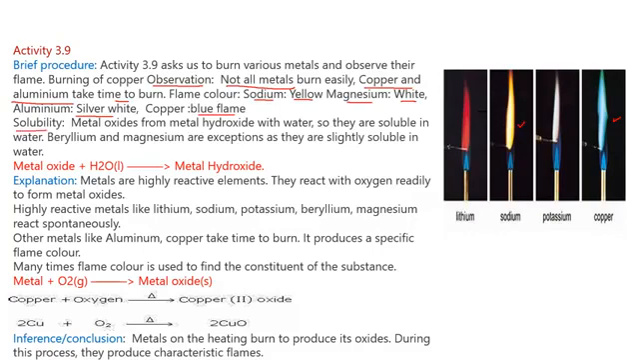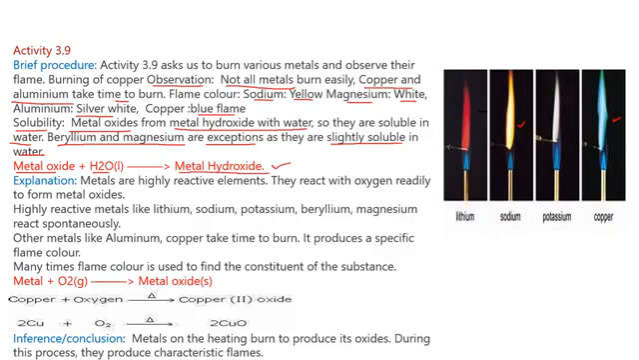Regarding the solubility, when you burn metals, what happens? When you burn metal, metal oxides are formed, and we have to find out whether these metal oxides are soluble in water or not. Metal oxides form metal hydroxide with water. So they are soluble in water, but beryllium and magnesium are exceptions as they are slightly soluble in water. So when you mix metal oxide in water, metal hydroxides are formed.